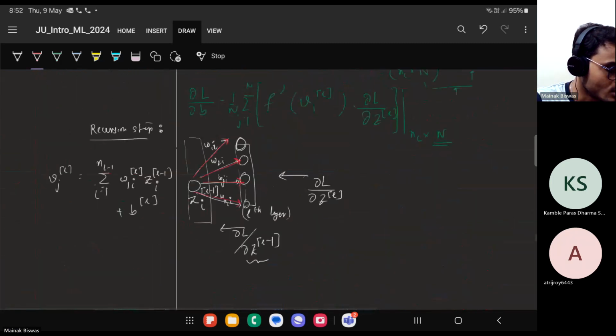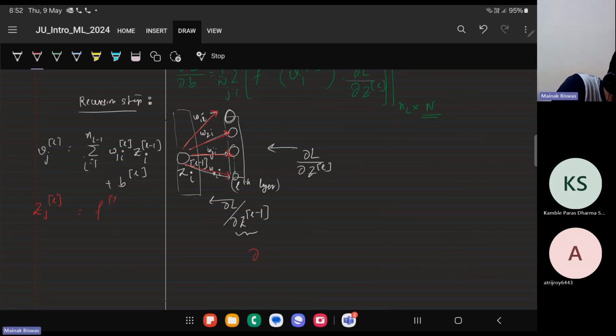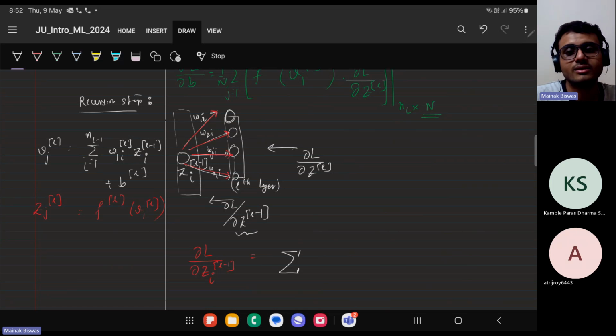So presently, I know this value, and I know Z of L is equal to F_L of V. These are the forward propagation steps. Do you agree that dL/dZ_i of the L minus 1th layer is going to be, can you tell me what it will be? It has to be a sum, right? Of all the next layer's weights, as we saw in the chain rule formula.